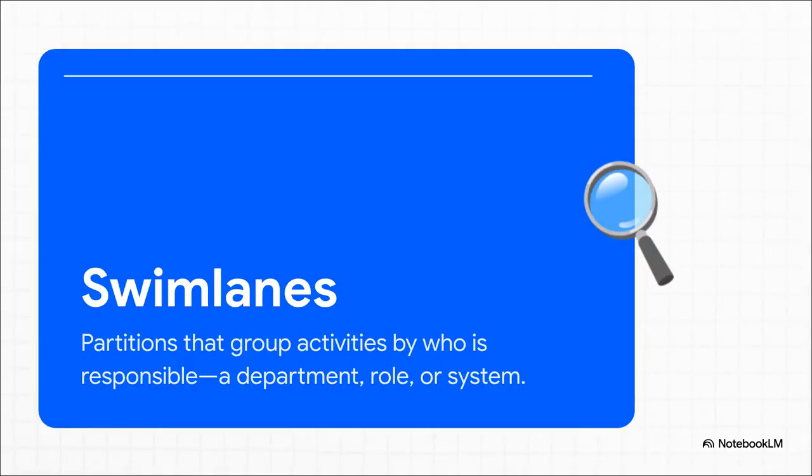And finally, one of my favorite parts, swim lanes. These are basically partitions on the diagram. You can think of them like lanes in a swimming pool, where each lane belongs to a different person, a department, or even a computer system. It instantly tells you who is responsible for what.